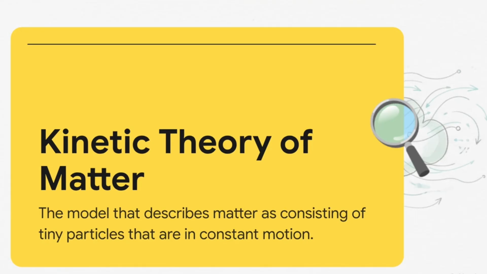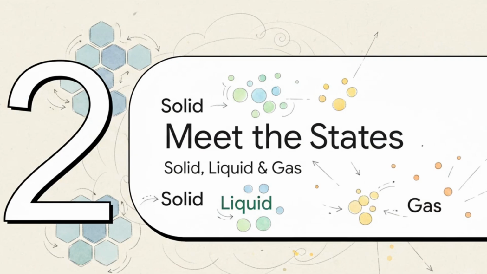Well, the kinetic particle theory is a model that tells us two key things. First, all matter is made of tiny particles. And second, these particles are always, and I mean always, in constant random motion. The amount of energy these particles have and how they're arranged is what makes something a solid, a liquid, or a gas. It's that simple. And that brings us perfectly to the three main characters in our story today: solids, liquids, and gases.